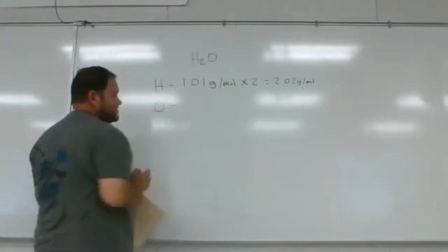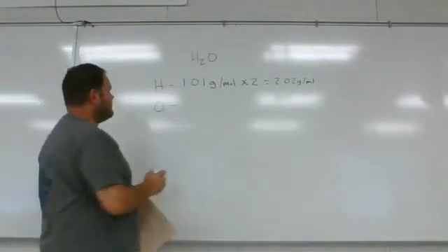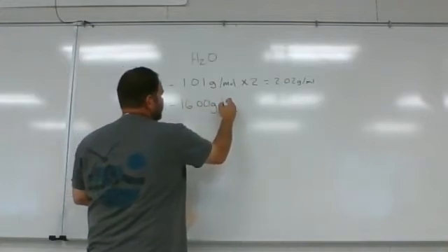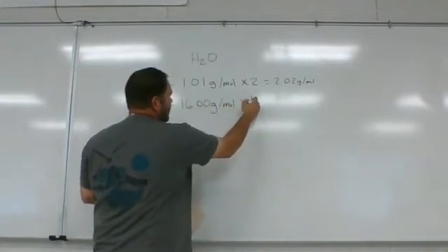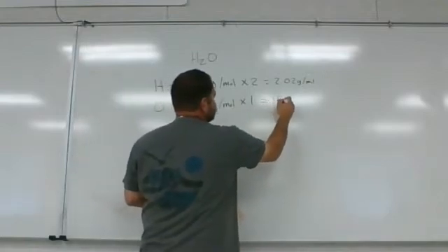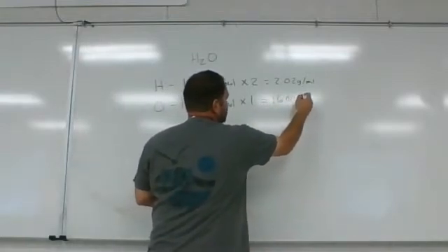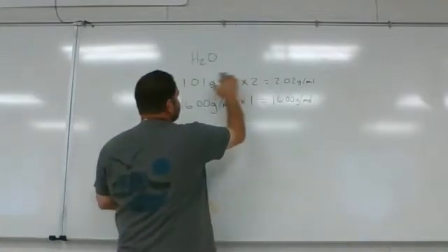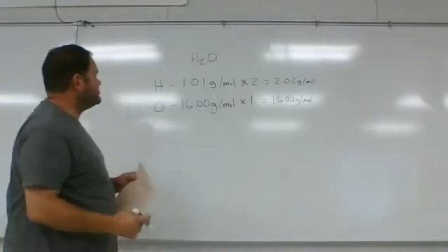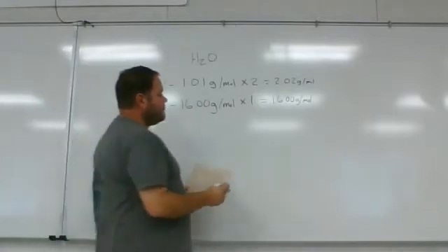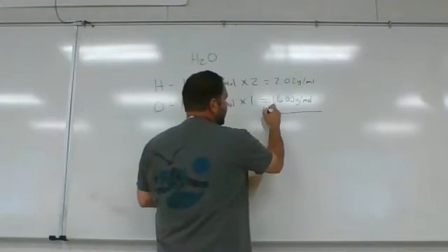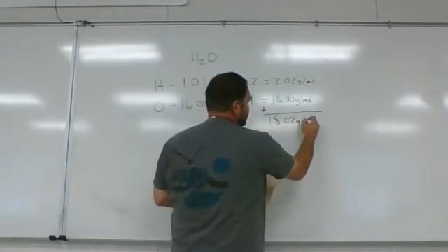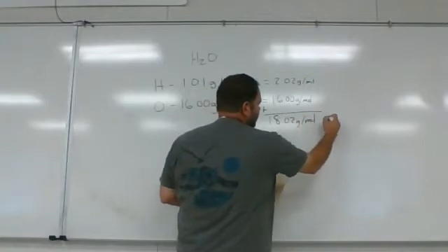Oxygen, if you look at oxygen on the periodic table, you will find to 2 decimal places that it's 16 grams per mole. We only have 1 oxygen, so multiplying by 1 is just 16.00 grams per mole, okay? So that's the essential molar mass of the individual atoms that make up water. So now all we have to do is add. We're going to add these 2 values, so that makes it 18.02 grams per mole of water, okay?